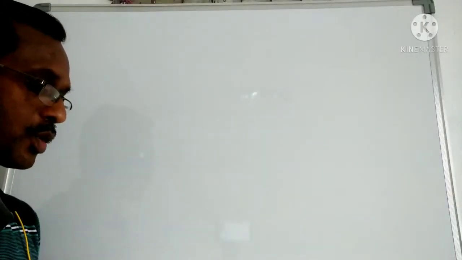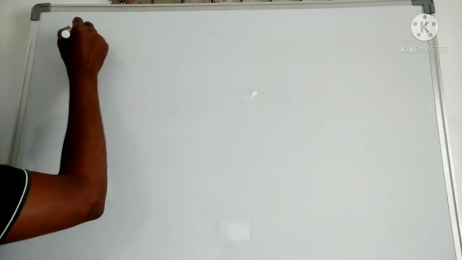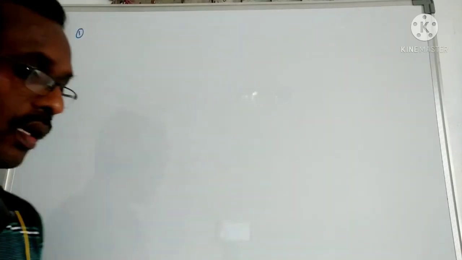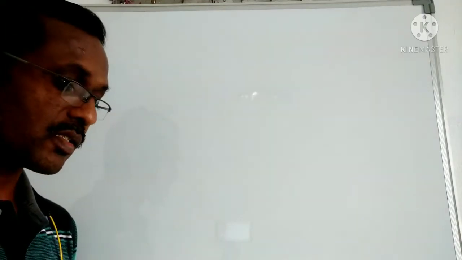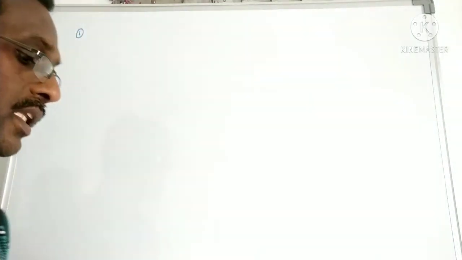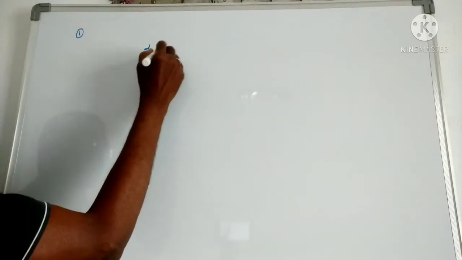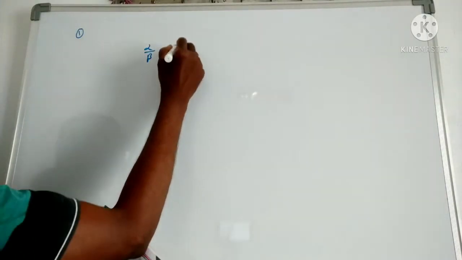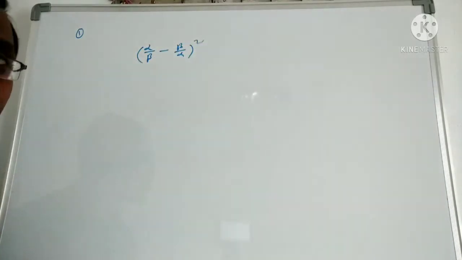Now module 2, in this the first problem is: alpha, beta are the roots of ax square plus bx plus c equals 0. Then find the value of (alpha by beta minus beta by alpha) whole square. This is the value you have to find.